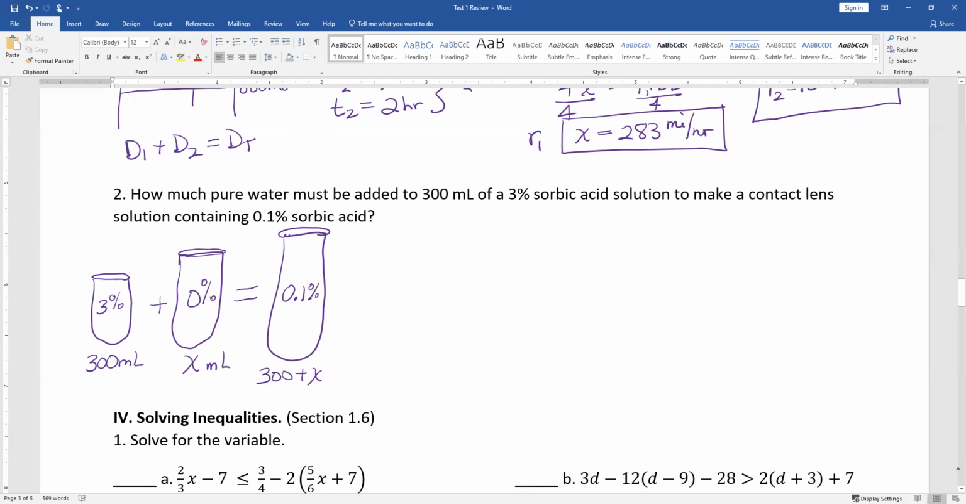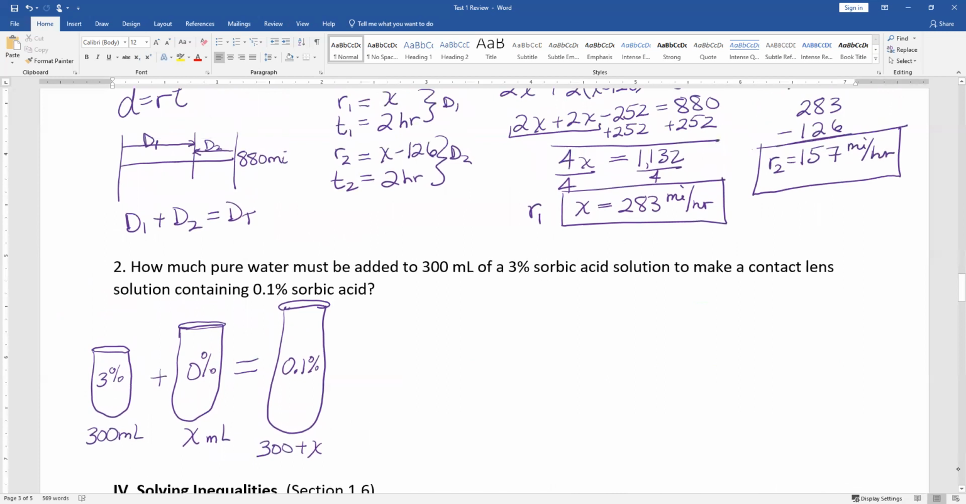Now, we know that 3%, so what's 3% as a decimal? 0.03. Careful, 0.3 is 30%. So 0.03 times how many milliliters? 300 plus 0%, which is 0.0 times X. And what's anything times 0? 0. So eventually we'll eliminate that, but I'm going to put it so you know where that went. Equals our final, which is 0.